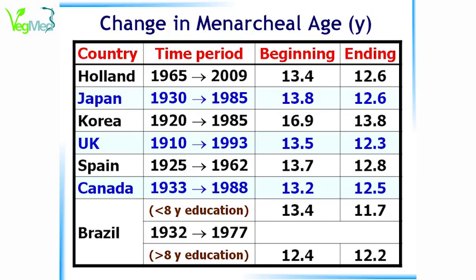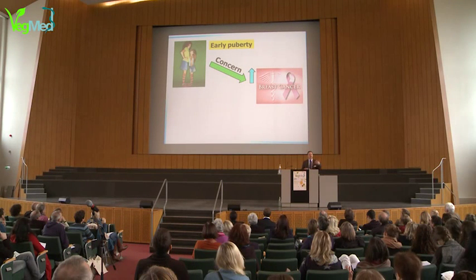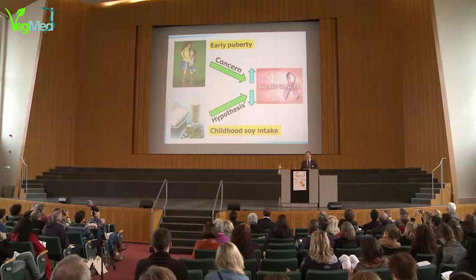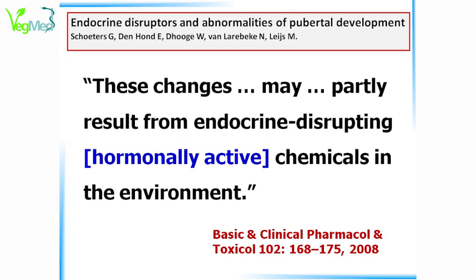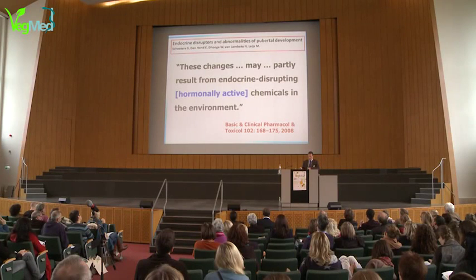And you can see in Korea, between 1920 and 1985, girls went from beginning to menstruate at 16.9 years to 13.8 years. Now, one of the problems with beginning puberty earlier in life is that there is an increased risk of breast cancer. However, we've already talked about the fact that early soy intake seems to reduce breast cancer risk, so you wouldn't think that soy would affect puberty. Nevertheless, because one theory is that the reason that girls are beginning puberty early in life is because of exposure to environmental estrogens, the question has arisen as to whether soy affects puberty.